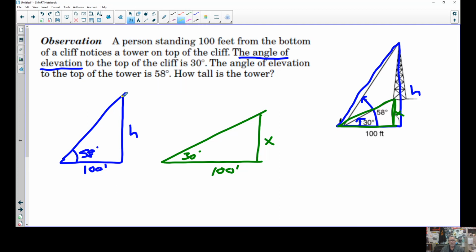What we're looking for is how tall is the tower. This is the thing we're looking for. Yes, this is the tower height, which is going to be composed of two pieces. It's going to have the height of the tower and the height of the cliff. The reason I bring this up is because I want you to see I have in each of these triangles the ability to find H and the ability to find X. So if I take what H is minus X, I would get what's left as the tower.